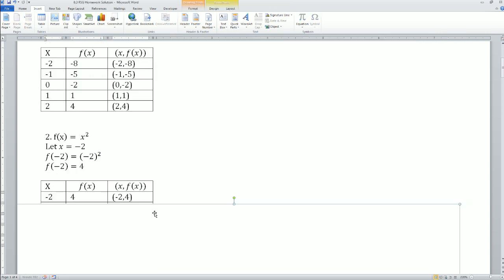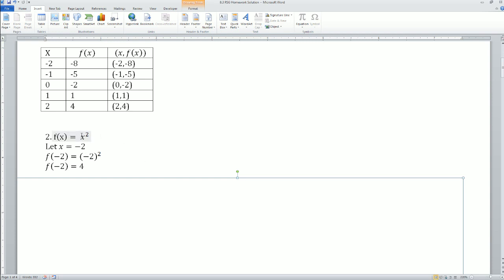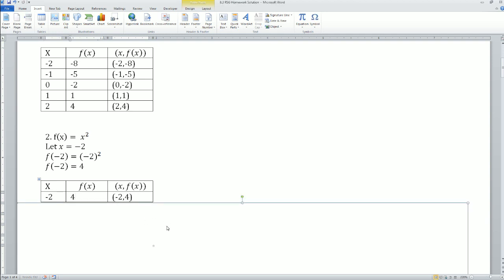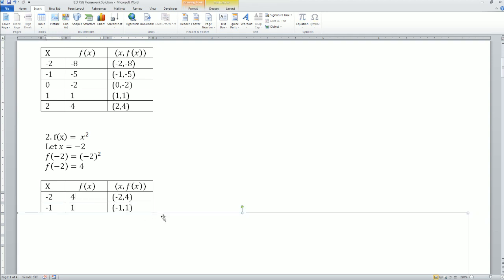Next one, this is x squared. This is a quadratic function because of the exponent. Let x equal -2. Here you go, I make that substitution. How do I get -2? -2 was given in the problem as the domain, or what the x value is. -2 squared, -2 times -2 is +4. There you go. For f of -2 is 4. The ordered pair is -2 comma 4.